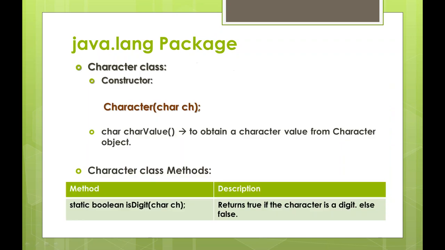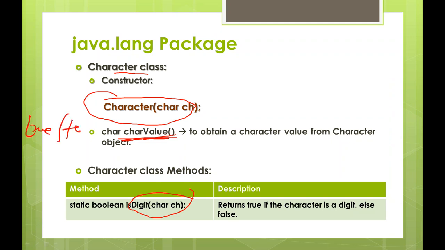So as I mentioned, these are all very simple. Okay, so let's move on to the Character class. This is the constructor that we can use for the Character class. So charValue, with respect to other data types like byteValue, intValue, this is our charValue. There are different methods through which we can see whether a particular character is a digit. All these methods will return true or false.